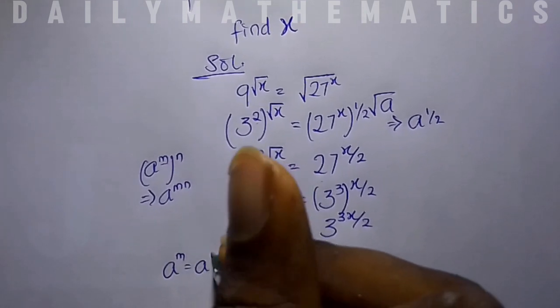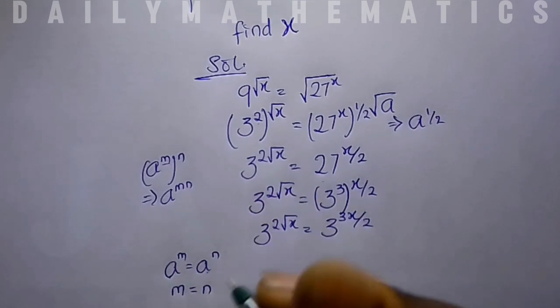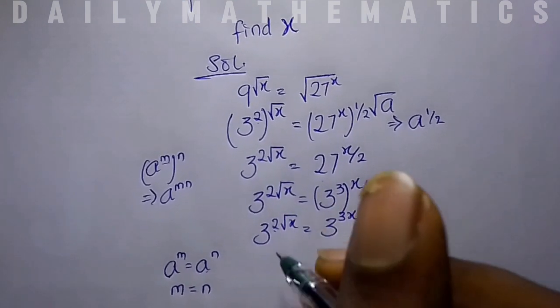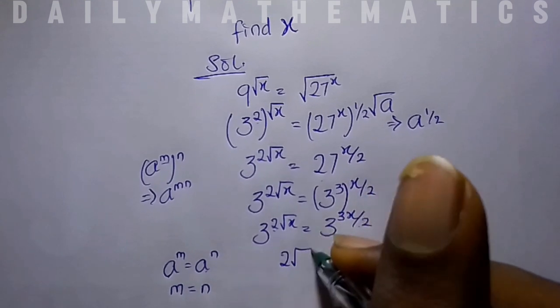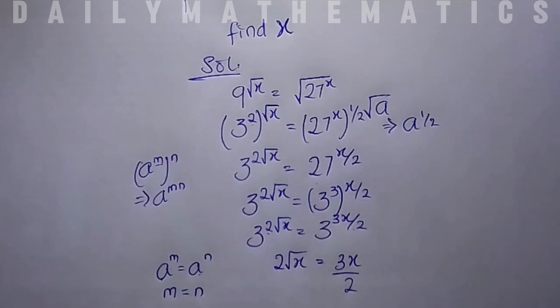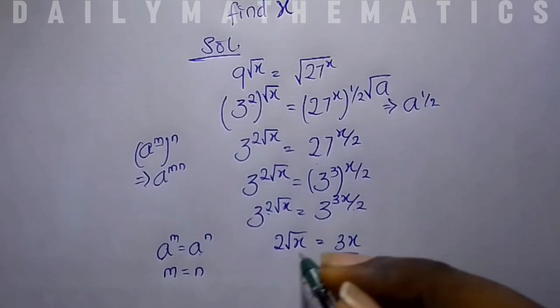Right? So from here we can see when we have a raised to the power of m equals a raised to the power of n, when the bases are the same, according to the laws of exponents, m will equal n. The powers will equate themselves. So from here we have to equate the powers together. So we have 2 root x equals 3x over 2. Right? So 2 root x equals 3x over 2.